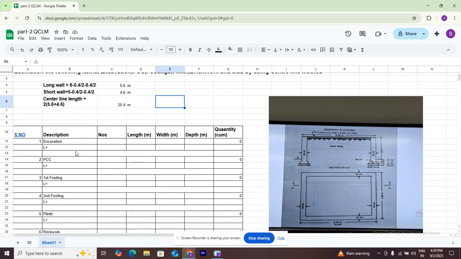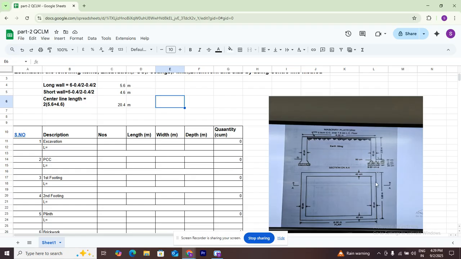First we need to calculate the excavation. How much quantity of excavation is needed for laying the foundation? That's why we need to remove the excavated material. What is the total depth of the foundation? We check in this section: 20, 10, 20, 20, so the total depth of the foundation is 70 centimeters.